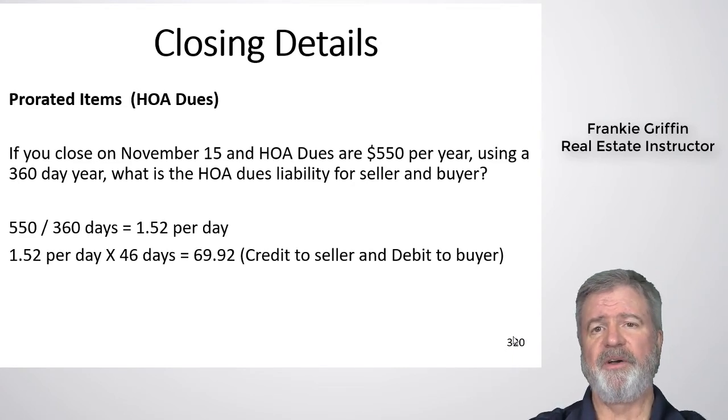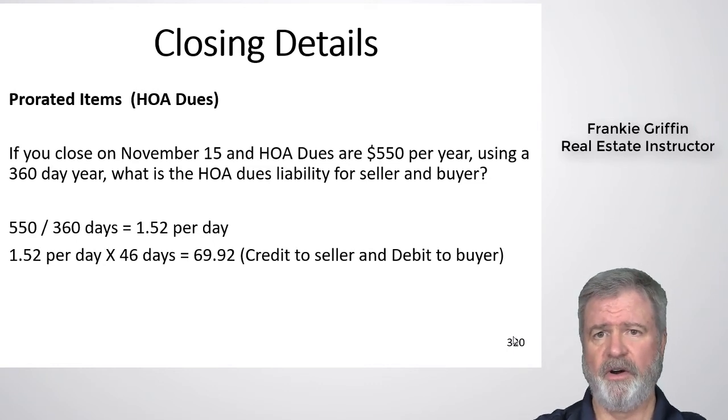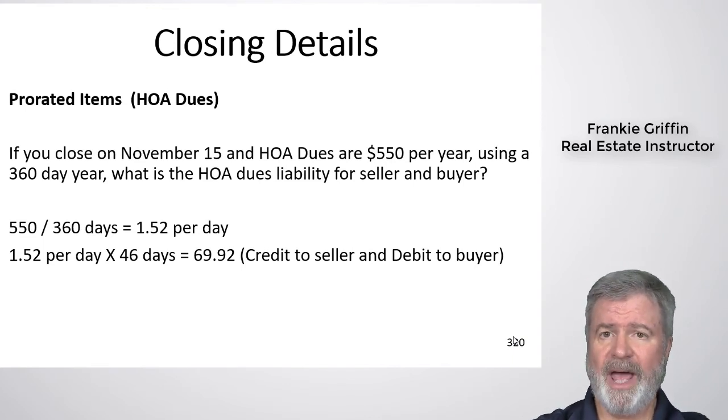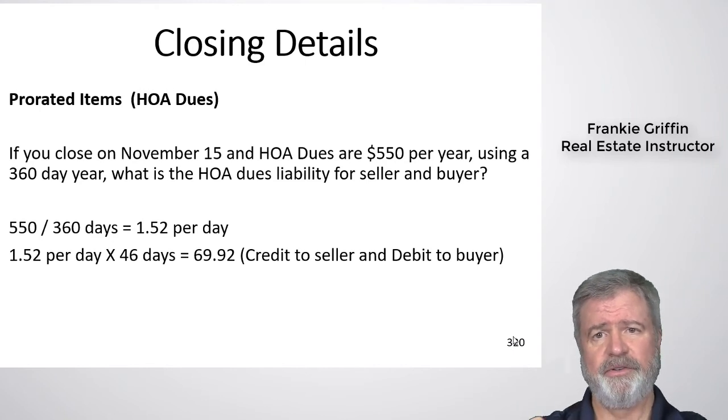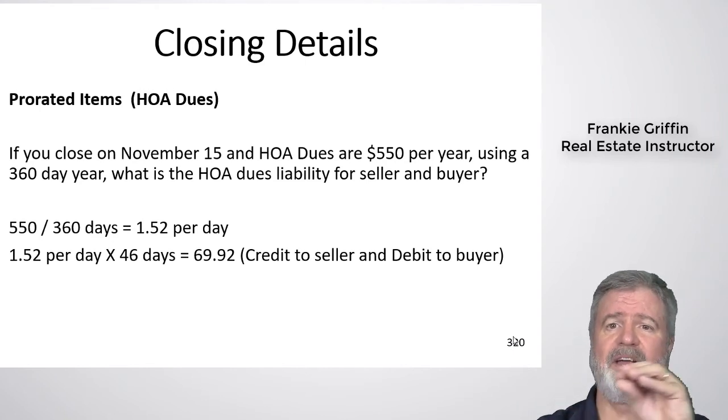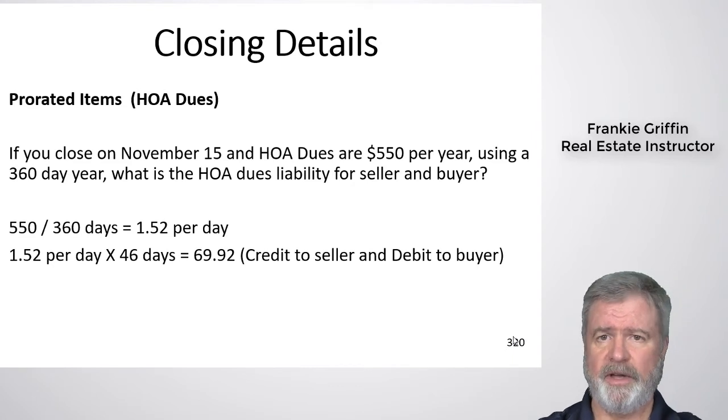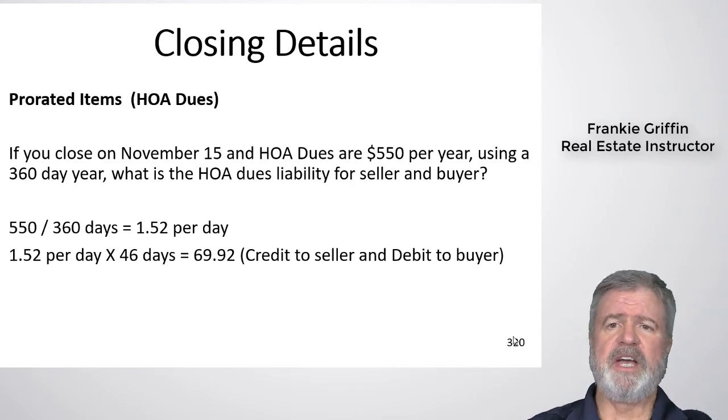So we know how much we got to transfer here, but now we got to figure out who gets the debit and who gets the credit. Well, based on what I just said, that should be fairly simple to figure out, right? It's going to be a credit to the seller and a debit to the buyer, because the buyer has to pay this money back to the seller. Okay? So think about it this way.